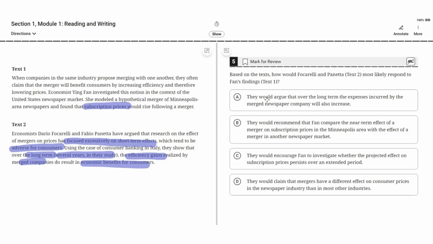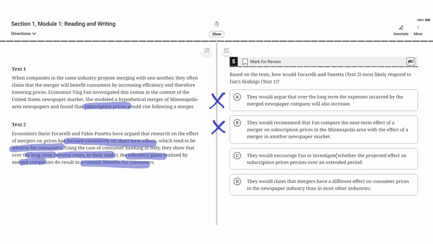So option A says they would argue that over the long term, the expenses incurred by the merged newspaper company will also increase. This is incorrect because right here it says the efficiency gains realized by the merged companies do result in economic benefits for consumers, meaning that the merged companies would see a decrease in their expenses, not an increase. B. They would recommend that Fan compare the near-term effect of a merger on subscription prices in the Minneapolis area with the effect of a merger in another newspaper market. This is incorrect because the economists in text 2 focused on time, not on location.